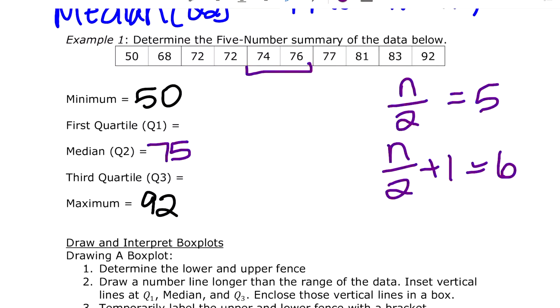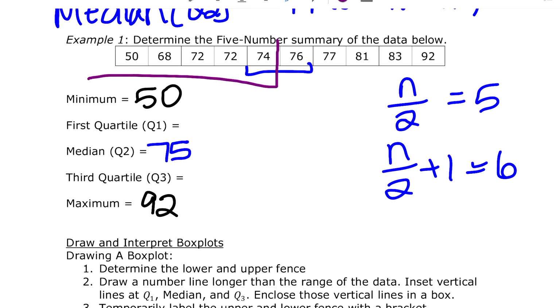So now I can go ahead and look at everything less than 75. And when we do this, we're going to include 74 in that lower half, because 74 is not the median. It was used to find the median, but it is not actually the median itself. So now I'm looking at everything less than 75, so 74, 72, 72, 68, and 50, and I need to find the middle of this.